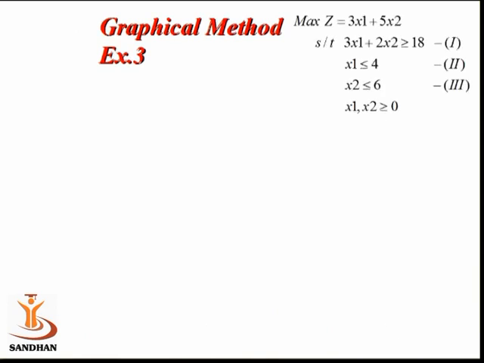In a similar manner, we can go for another problem. Here we take maximize z equal to 3x1 plus 5x2 such that the constraint equations 3x1 plus 2x2 is greater or equal to 18, x1 is less or equal to 4, x2 is less or equal to 6, x1, x2 greater or equal to 0, the non-negativity condition. So if we refer to the last example, we have changed the inequality in constraint equation 1. Let us see how it can be solved using the second method only.